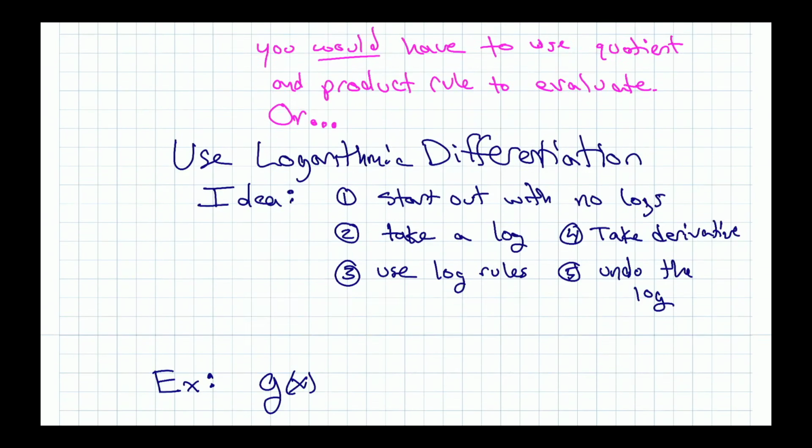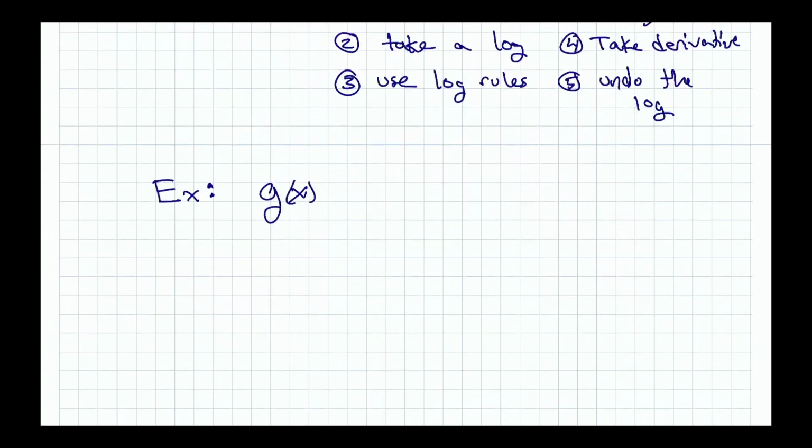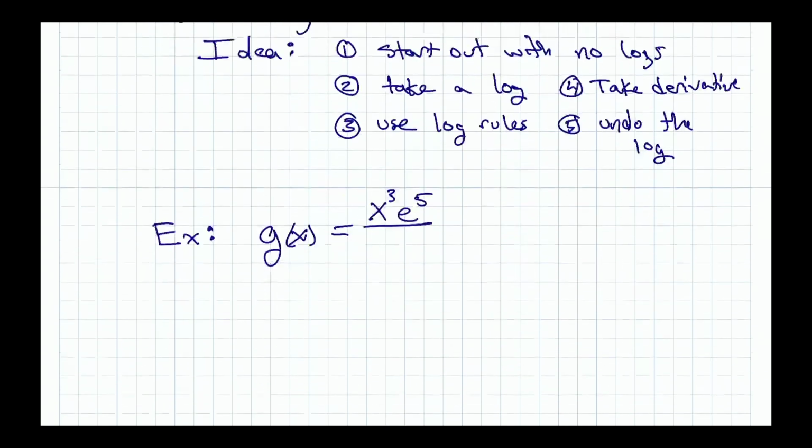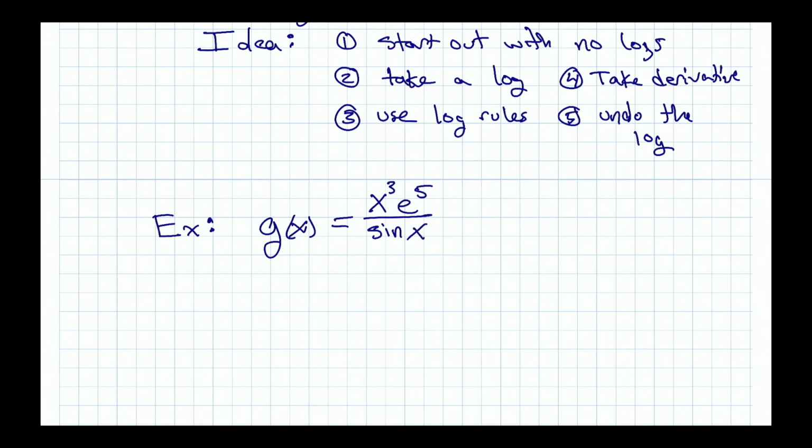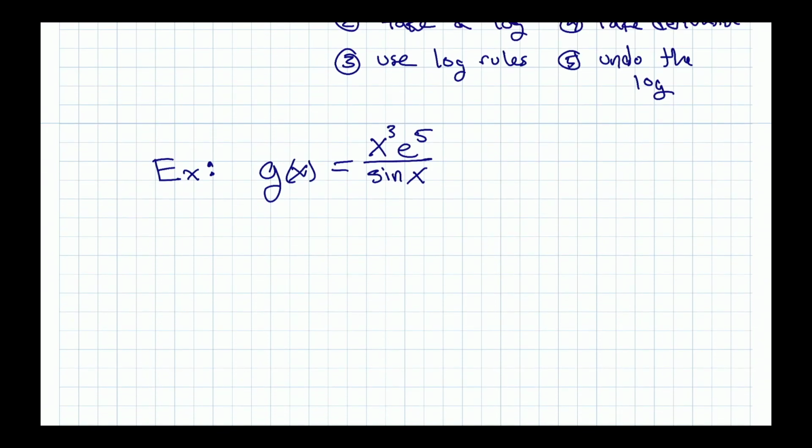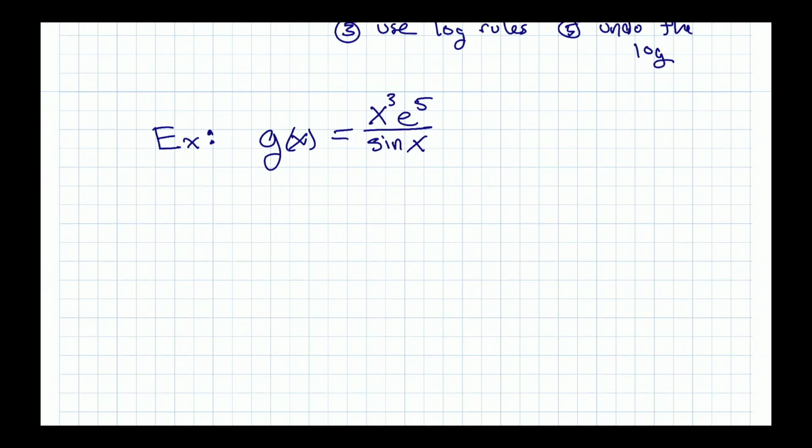So g of x, which I already forgot, is x cubed e to the 5x on top, sine x on bottom. All right. And so here are the real steps. Your first step is, if your function is called something like g of x, a lot of times I'll rename it and just call it y. It's kind of optional, but you do want to have two sides of the equation here. Actually, I'm even going to change this. I changed my mind.